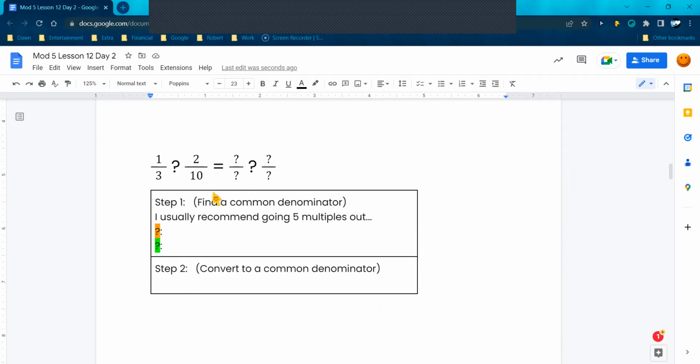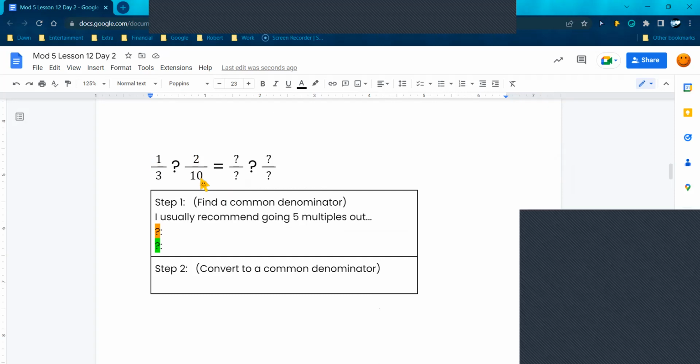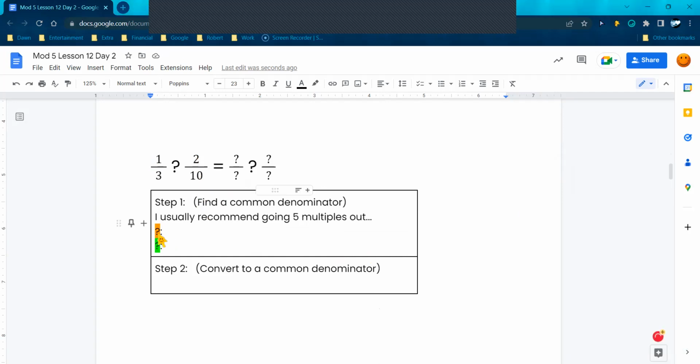Let's go look at one more example. We have 1/3 and 2/10. So right here, I'm going to write 3 and 10. So we have to find a common denominator. I usually recommend going 5 multiples out. We'll go 5 multiples out and see what happens. So we have 3, 6, 9, 12, 15. That's 5 out. So I'm going to do my 10s.